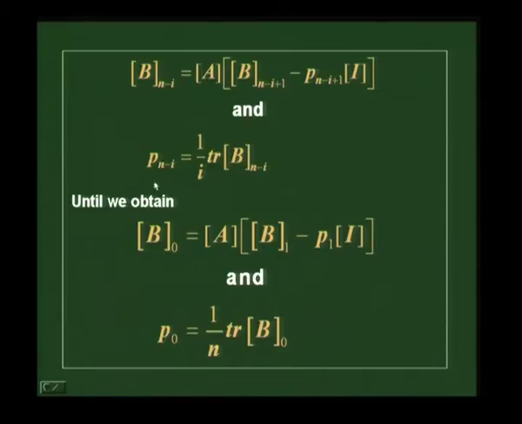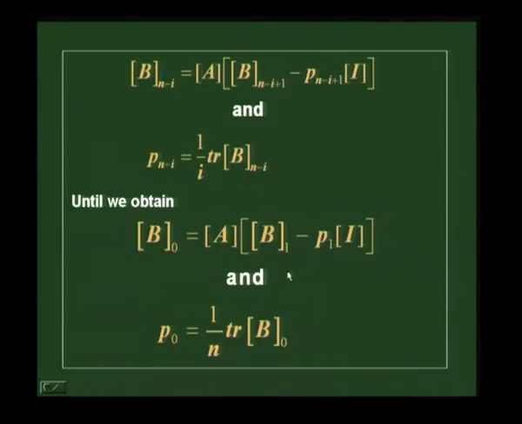Once we have the p n minus 1 and then we go back here, we have now p n minus 1 and p n minus 2, then we can construct b n minus 3. So, b n minus 3 is now matrix A times b n minus 2 minus p n minus 2 into I, the identity matrix. Now, we need to go till i reaches n, that is until we get b 0. Finally, since n minus i is 0, b 0 would be matrix A into b 1 minus p 1 into I.